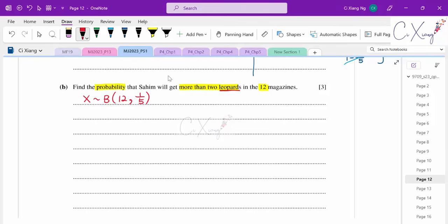Okay, so we're having a total of 12 magazines, and they said more than 2 magazines, he gets a leopard. So it is a binomial distribution when you're having this kind of structure of question. And then to set out the question here, they said more than 2 leopards, so x will be greater than 2.